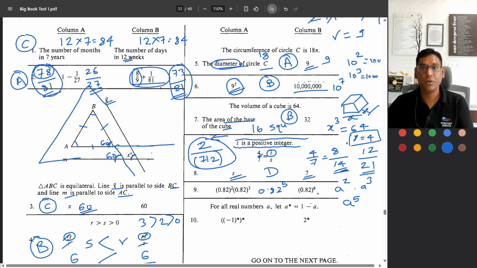This is 0.82 raised to 6. So intuitively you will think that this number is bigger. Okay, but think again. Now this is a very tricky question. This number is less than 1.